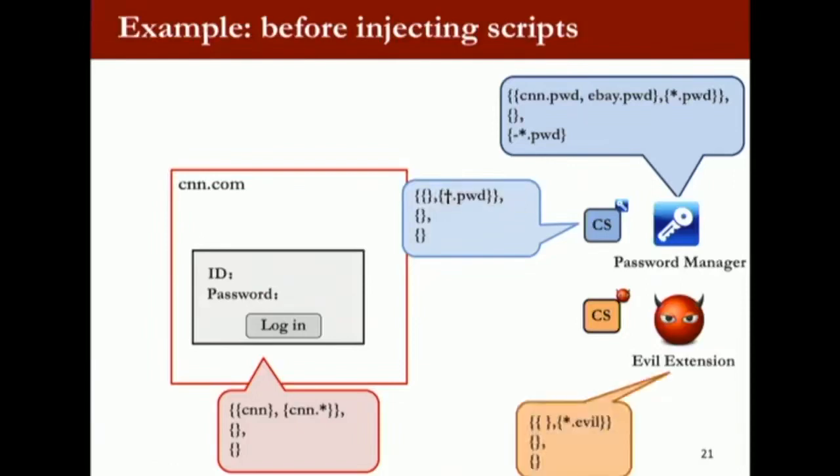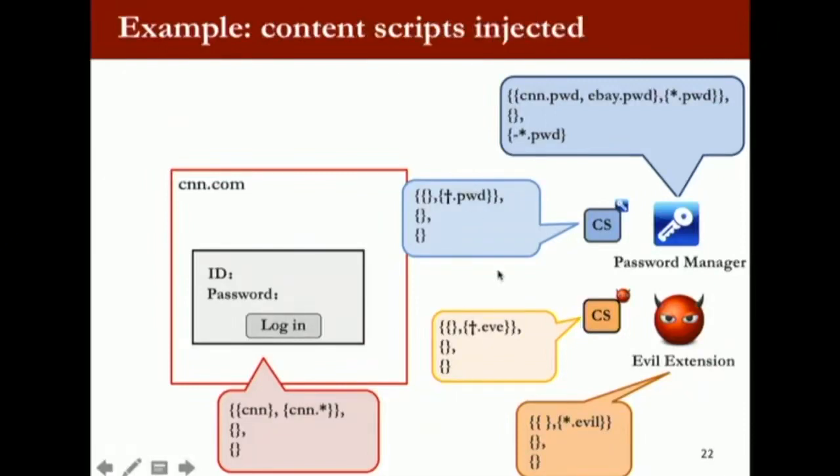For the evil extension, we have a very similar label. Here the evil extension's core comes with no secret, but it's allowed to learn anything that the evil extension has touched. For the content script, we have something very similar. This evil should actually be evil. The ceiling of the secrecy is very similar to the password extension's content script. All right, so now we can actually run this example to see.